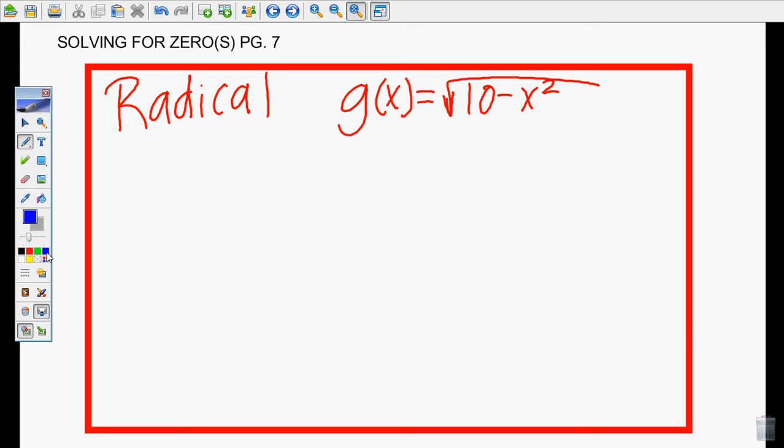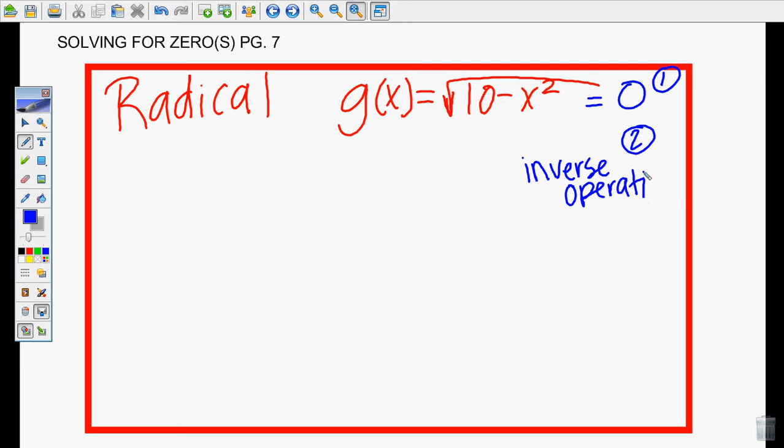Okay? So with a radical, there are 2 steps. Step 1, you set the whole thing equal to 0. That's step 1. And then step 2, you're going to do inverse operations. So you subtract 10.